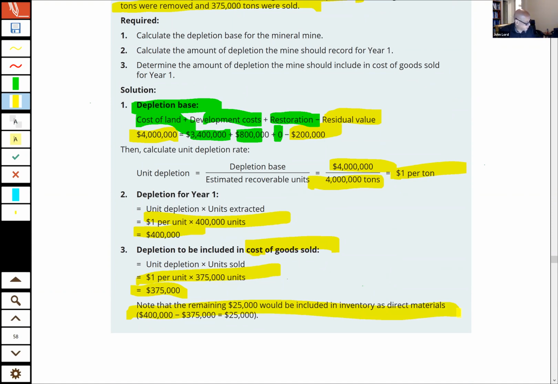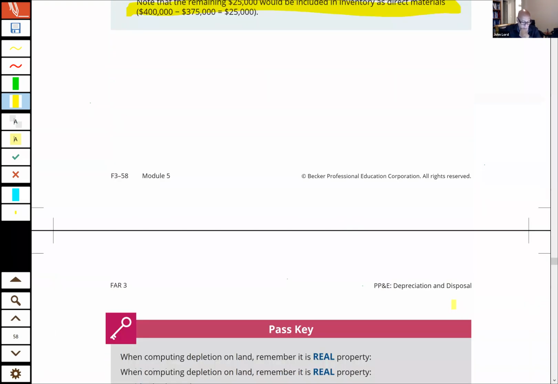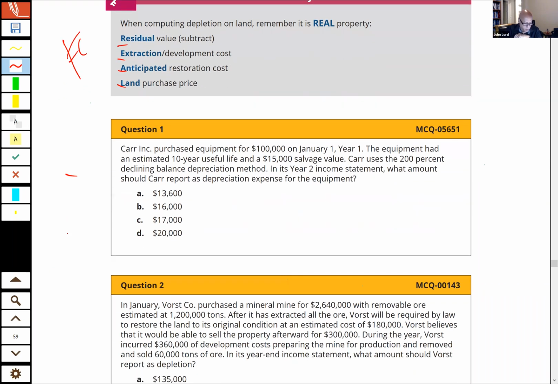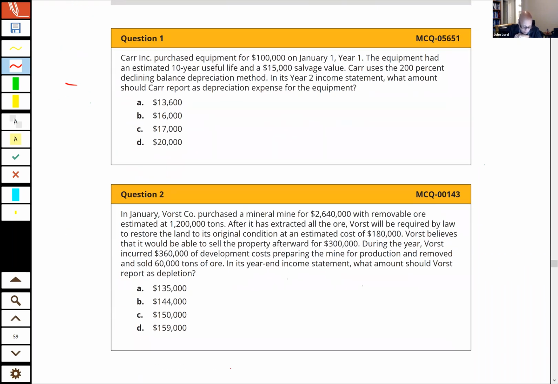Question? Okay, good. Let's take a look at, I have you making a flashcard, but you could use a mnemonic reel, I guess, if you wanted to, for the elements of the depletion base. All right, good. Let's take a look at these couple of questions. I'm going to put up the poll, and I'll give you a couple minutes for this first one.